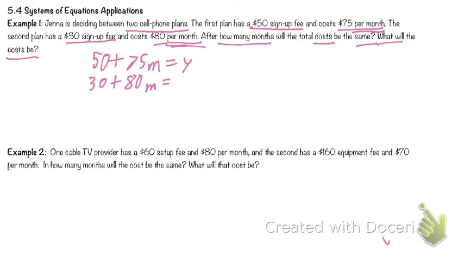Now, what do we want the cost to be? Do we want the cost to be different or the same? The cost would be different depending on the number of months, right? But our first question we're asking is, after how many months will the total cost be the same? So if we want the total cost to be the same, and we call the first cost y, what are we going to call the second cost? Y, because we want it to be the same.